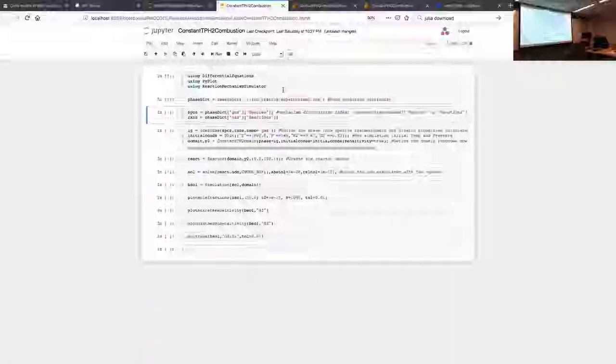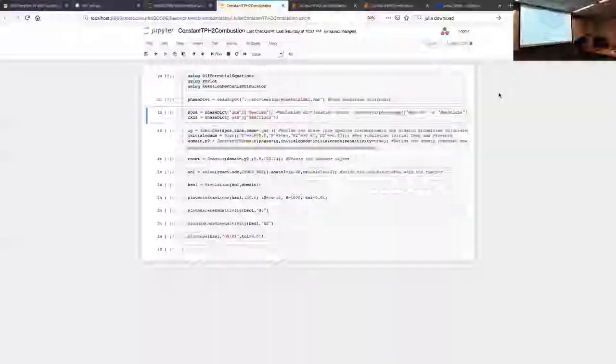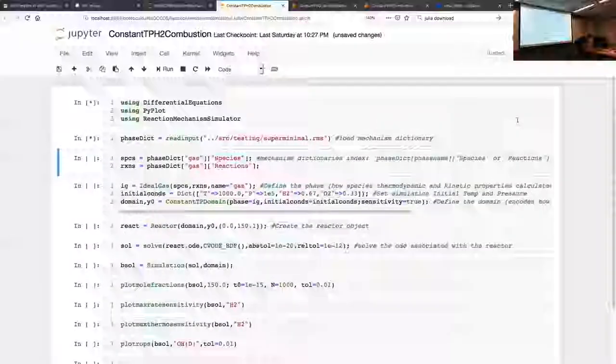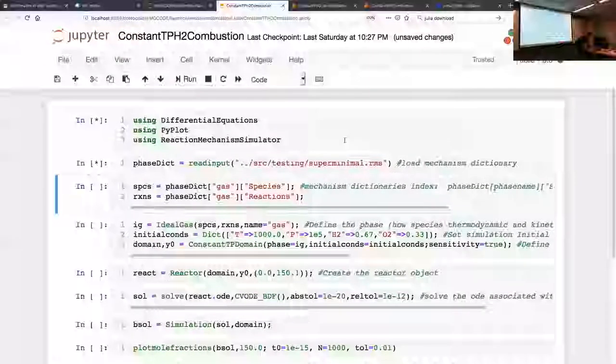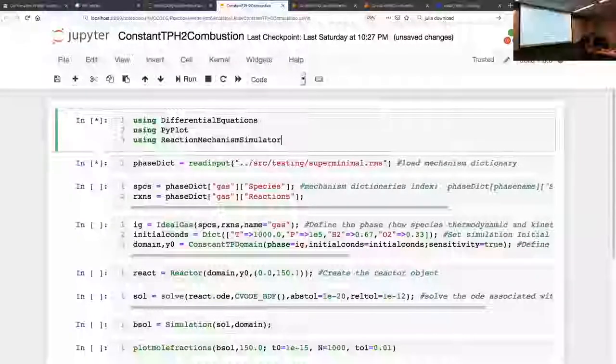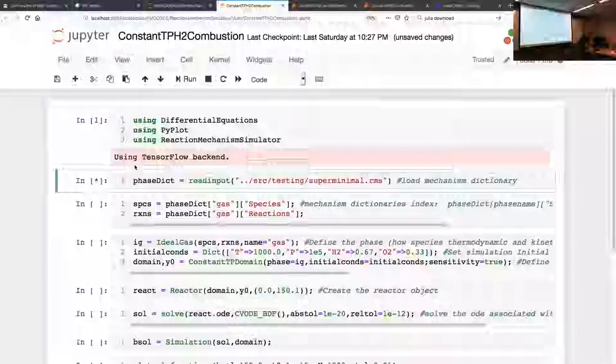Can you enlarge it a bit? Enlarge the font? Oh, yeah. Thanks. There we go. Okay, there we go. So now we're going to read.